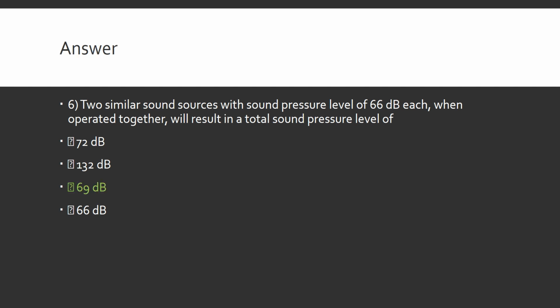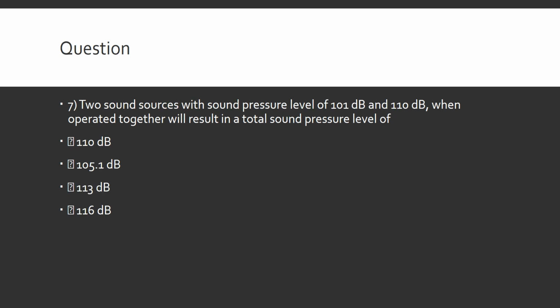Next, in this case, we have two sound sources with sound pressure levels of 101 decibel and 110 decibel. When they both produce sound at the same time, what is the resultant sound pressure level?